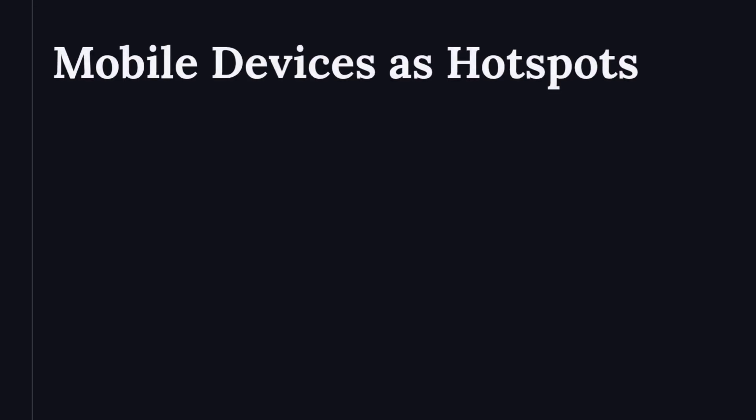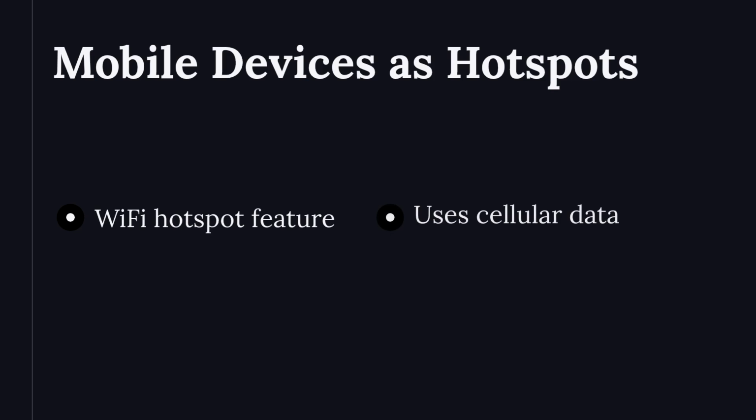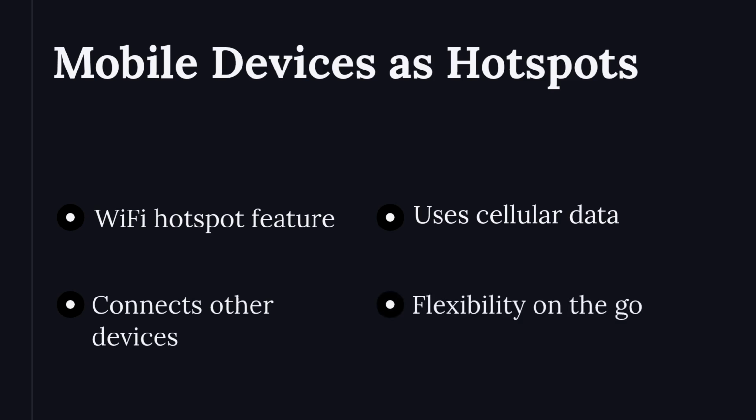Mobile devices can serve as Wi-Fi hotspots. This feature uses cellular data to create a hotspot. Other devices can connect to this hotspot for internet access. It provides flexibility and connectivity on the go. Mobile hotspots are convenient for personal and business use.